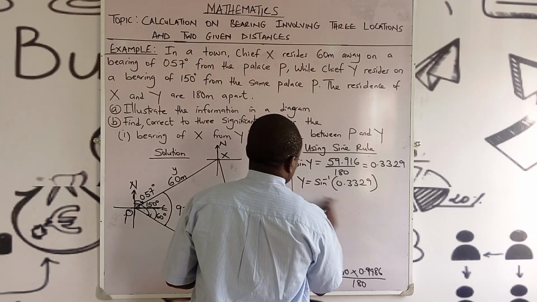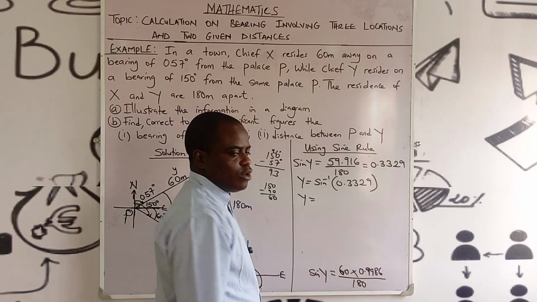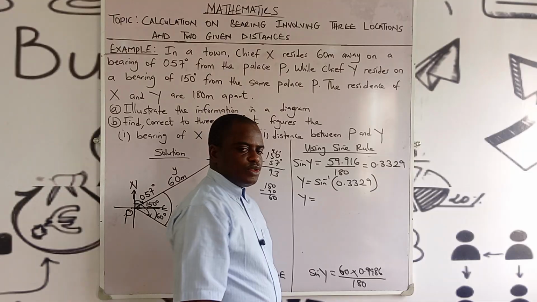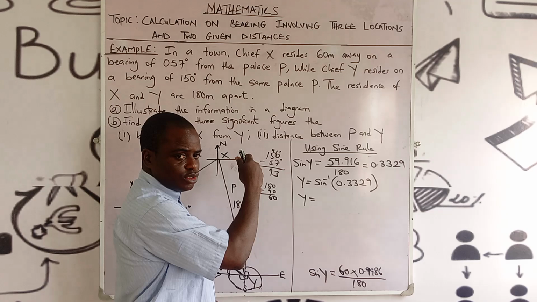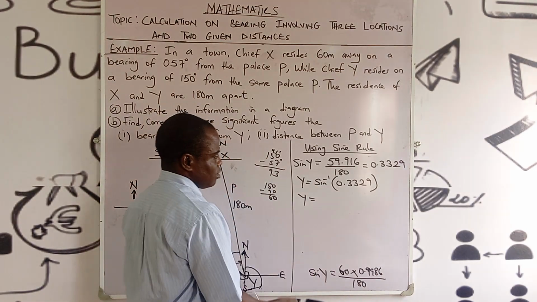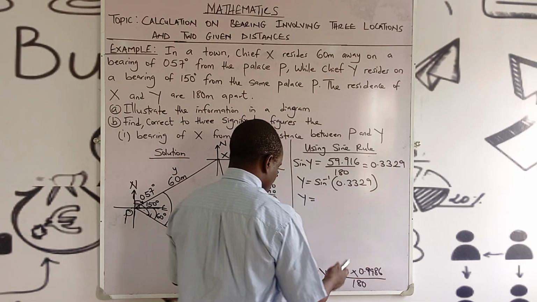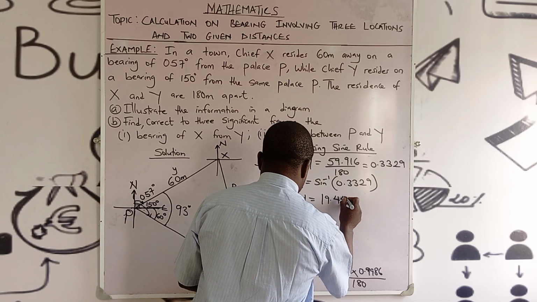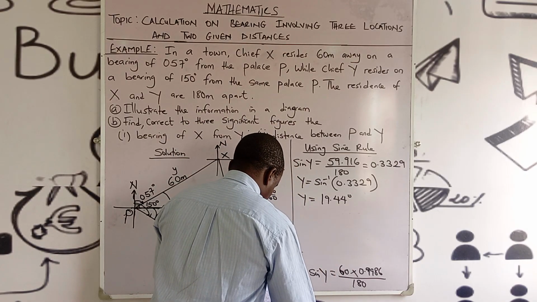Okay, now y equals sine inverse of 0.3329. When you are pressing sine inverse, press second function sine before you put the number in brackets. You get second function in your calculator. Press the second function sine, it will give you sine inverse. Now press 0.3329, open bracket and close. It will give you 19.44 degrees.